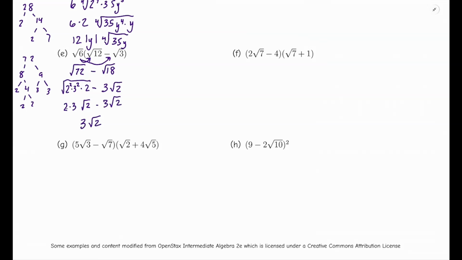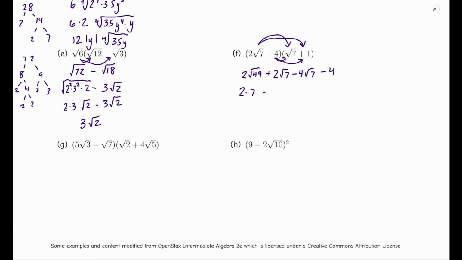Now, don't forget, when you have two sets of parentheses, you have to multiply everything in the first set of parentheses by everything in the second set of parentheses. So 2 square root of 7 times square root of 7 is 2 square root of 49. 2 square root of 7 times 1 is 2 square root of 7. Negative 4 times square root of 7 is negative 4 square root of 7. And negative 4 times 1 is negative 4. So we get 2 times 7.